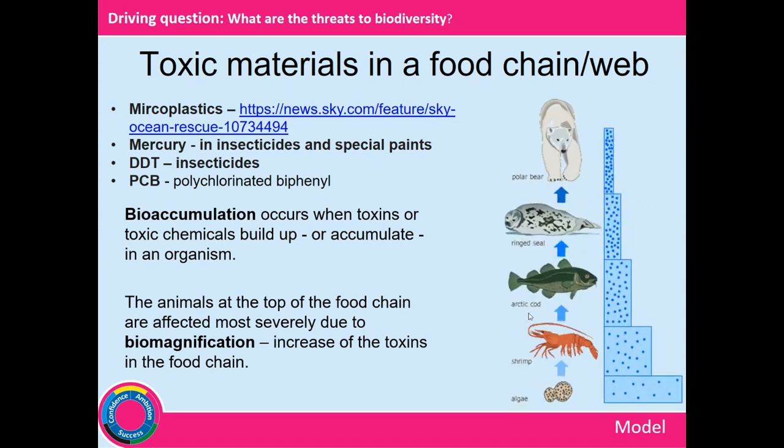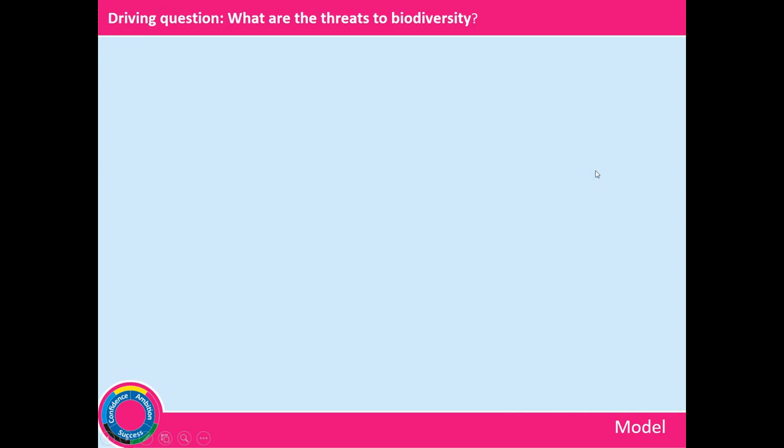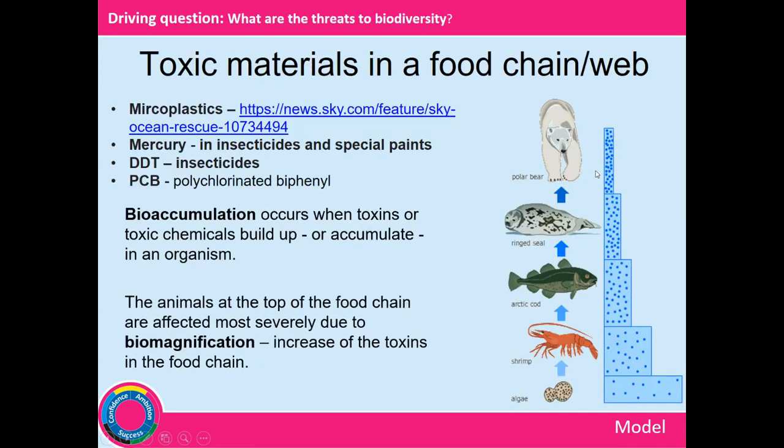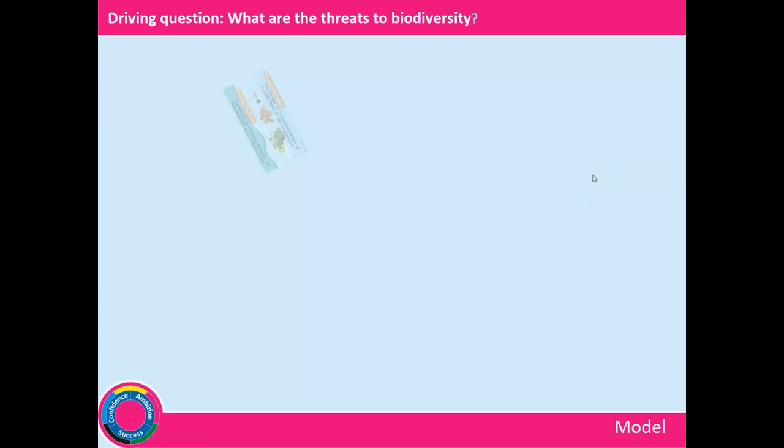Now, this is an example of what biomagnification is. So the algae has a few of the toxic material in it. The shrimp eats a lot of the algae, so there is buildup in the shrimps. The cod eats more shrimps, so more buildup of the toxic material in the cod. The toxic material doesn't go away, it doesn't dissolve. Now the seal eats a lot of fishes, therefore more toxic material builds up in the seal. And the polar bear eats quite a number of the seals, so more toxic materials in the polar bear. So that's what happens in the food chain with the toxic materials.